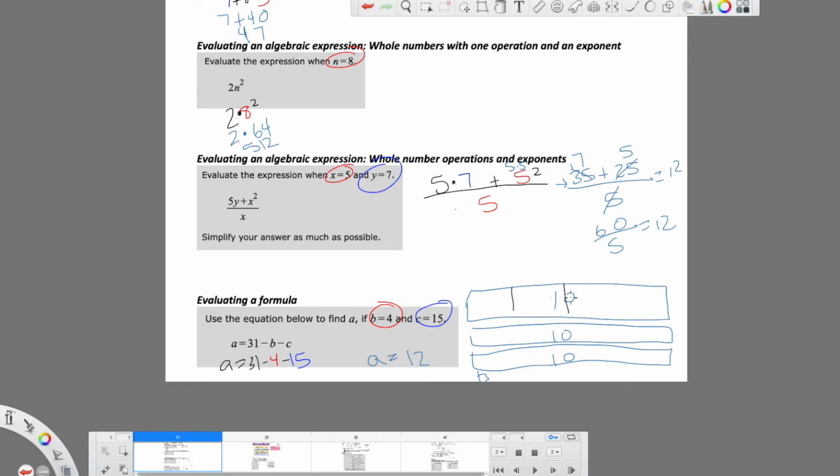Let's see. Does that work out? 1, 2, 3, 4, 5, 6, 7, 8. Oh, I didn't split them up quite enough. We'll split up that one. So that should be 10. So that's 2. That's 4. That's 8. And then we'll split these one more time. 1, 2, 3, 4, 5, 6, 7, 8, 9, 10. Then we can do the same thing here. About half.